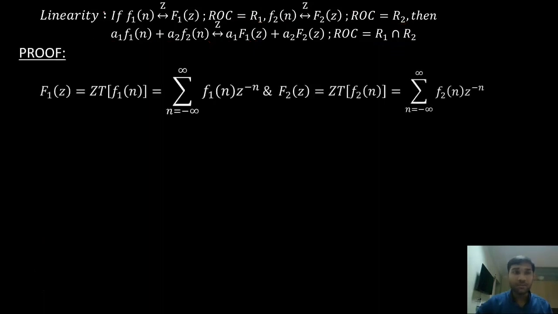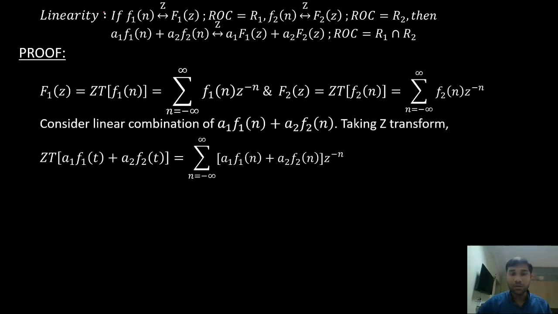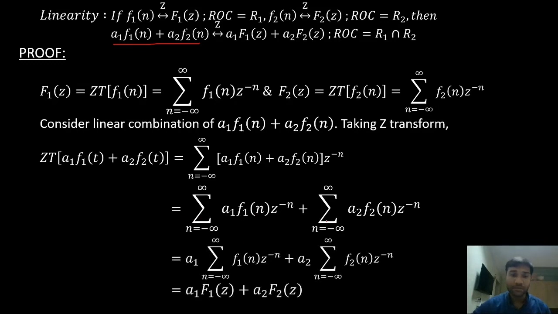Now the proof is very similar to all of the previous linearity properties, so I'm not discussing it in detail. This is how the proof goes. I take the Z transform of the linear combination, and now I'm splitting the summation, dividing the present summation into two different summations. Now the first term is nothing but a1 into F1 of z, and the second term is a2 into F2 of z. So this is my linearity property.